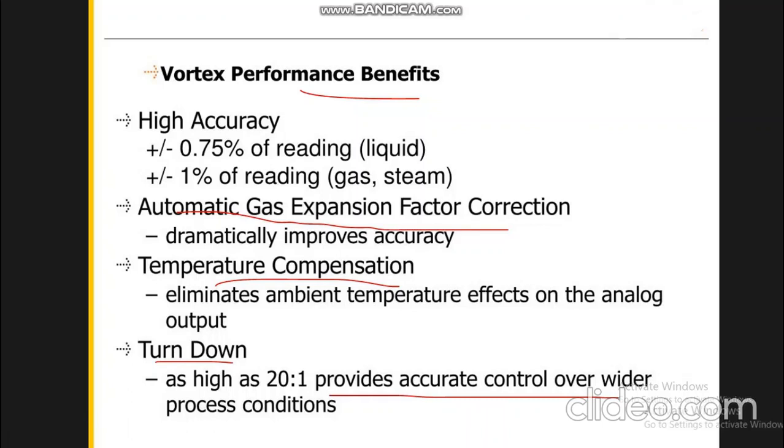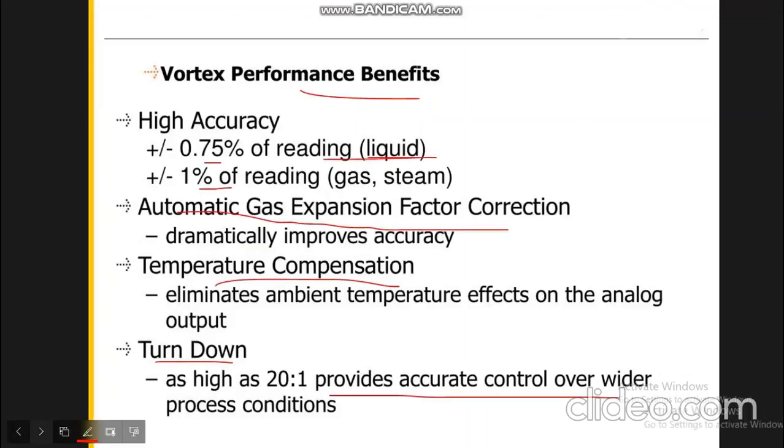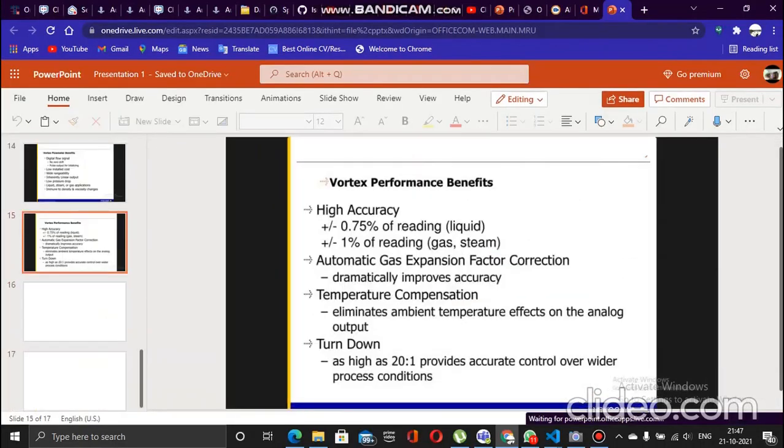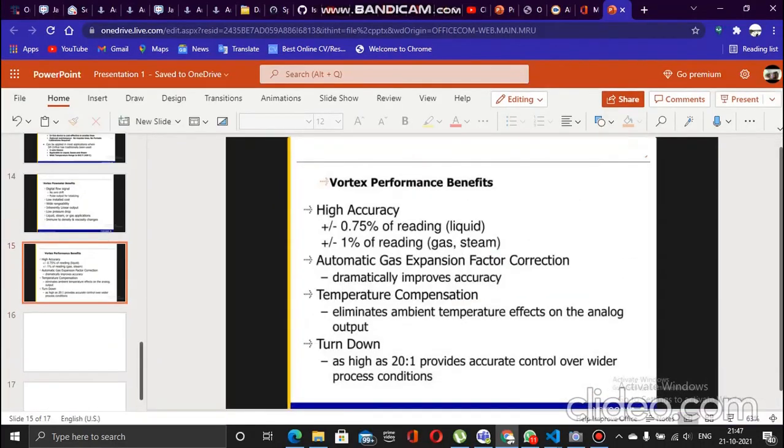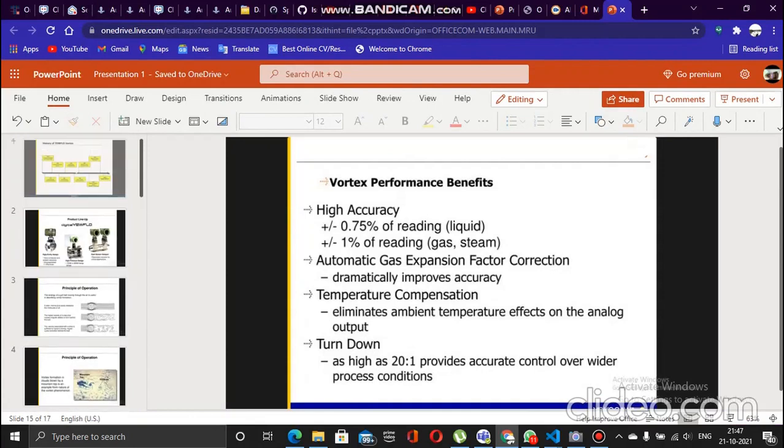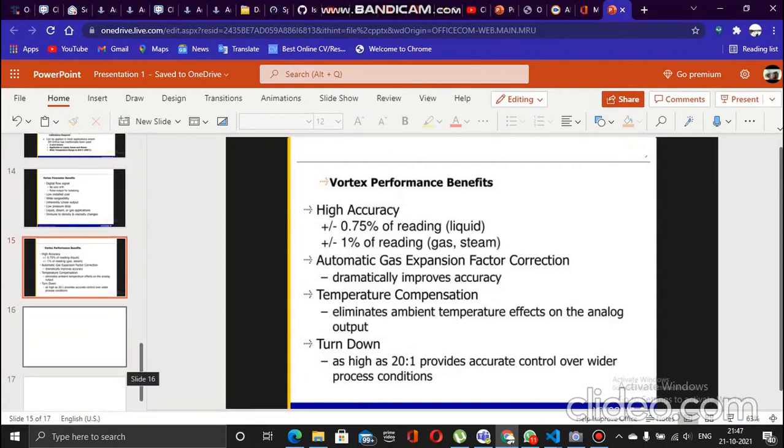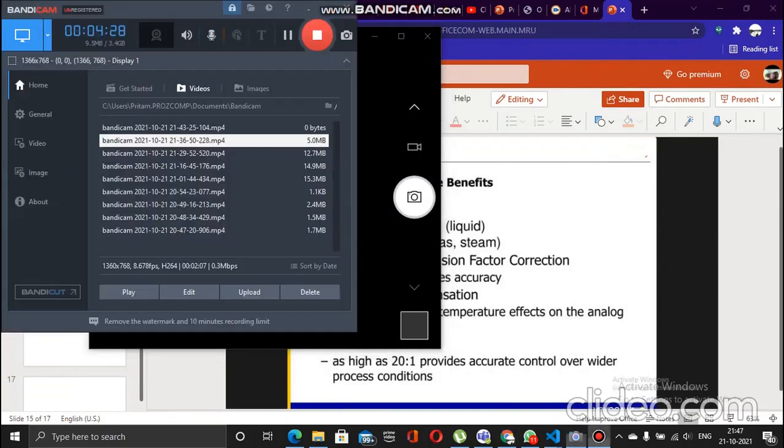And we can see the accuracy of reading for liquid is 0.75%, and 1% for gas and steam. And it also dramatically increases the accuracy for gas as well. We have seen this in some practical experiments. So that's all. In the next lecture we'll have some discussion again on this topic, on how we use it in a practical lab or in practical industries. We'll understand it. So for now, that's it.